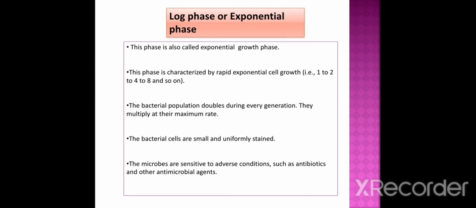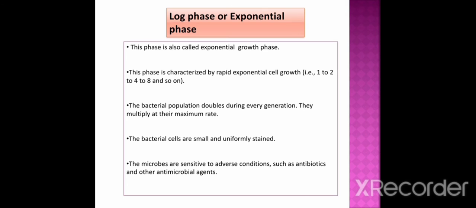The next one is log phase or exponential phase. This phase is very important. In this phase, characterized by exponential cell growth, that is from 1 to 2, 2 to 4, 4 to 8, and so on, the bacterial population doubles during every generation. They multiply at their maximum rate. The bacterial cells are small and uniformly stained. So, in our lag phase, we found that the bacterial cells become maximum size, whereas in log phase, bacterial cells become small and uniformly stained.